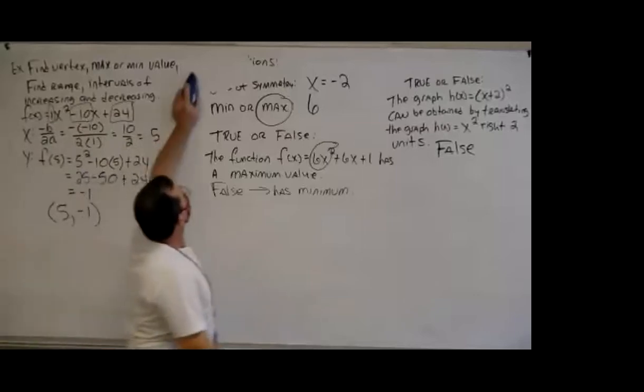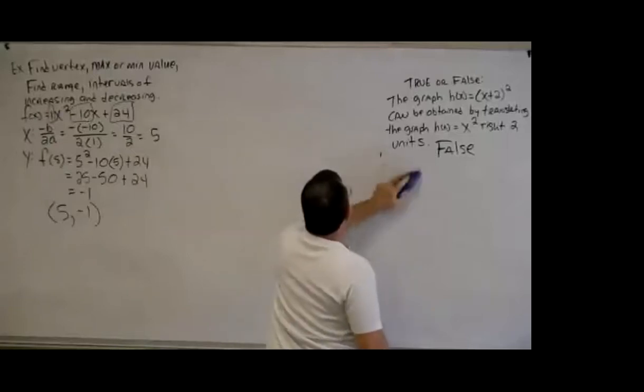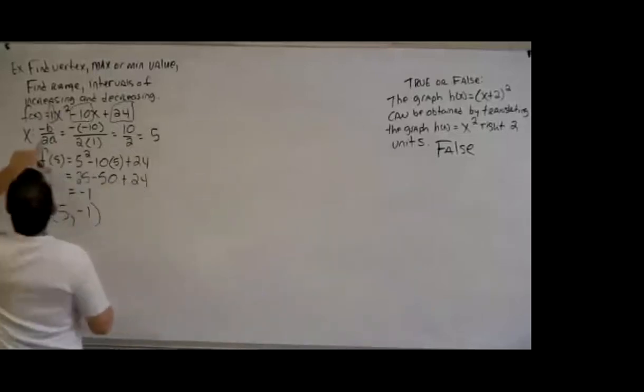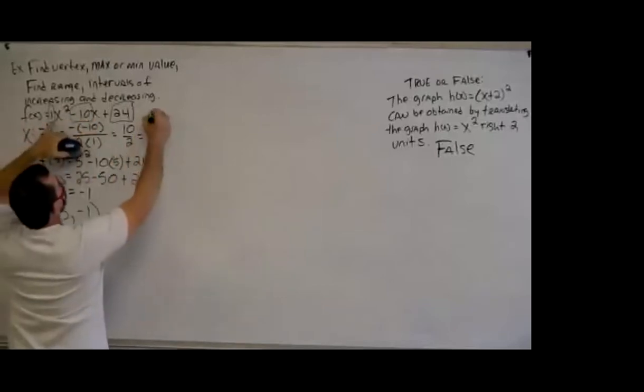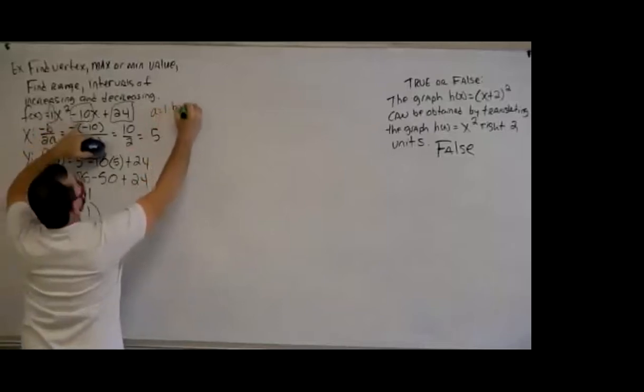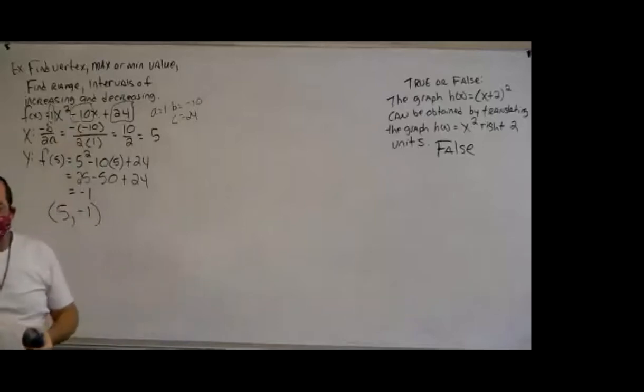So don't do that negative. Just put the numbers on the inside, like those on the top. Don't worry about this stuff, only these numbers. Because this would have meant A was 1, B would have been -10, C would have been 24.